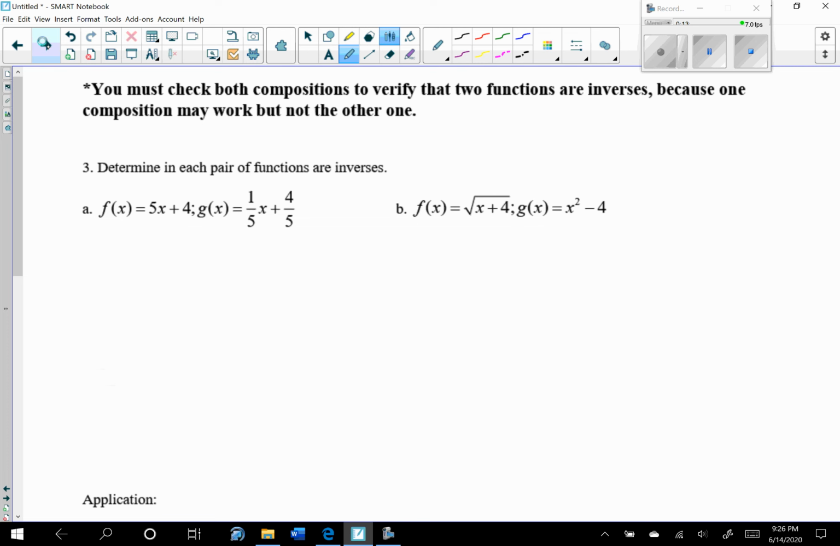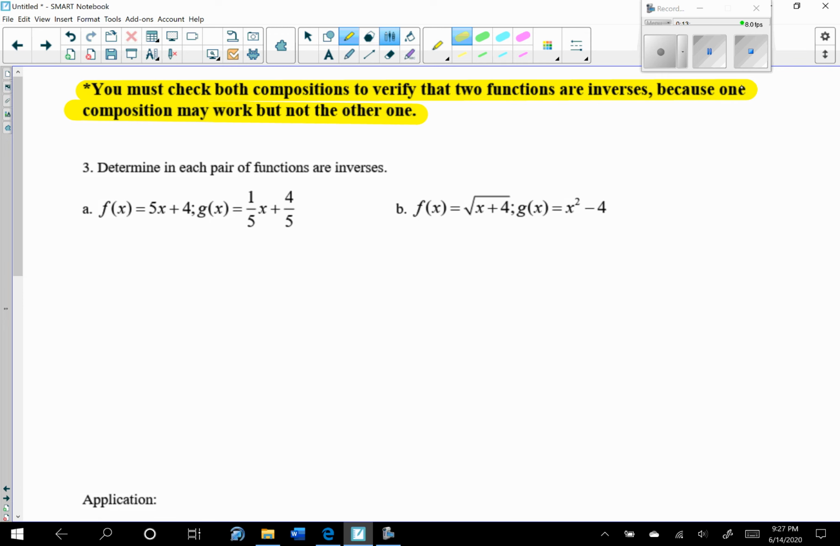When you're doing this, you must check both compositions in order to verify that two functions are inverses, because one composition may work and the other one may not. So that is very important to make note: you check both and do both of the answers. And again, you need to write it out how we're going to write out here in just a minute. So let's go ahead and do the practice.